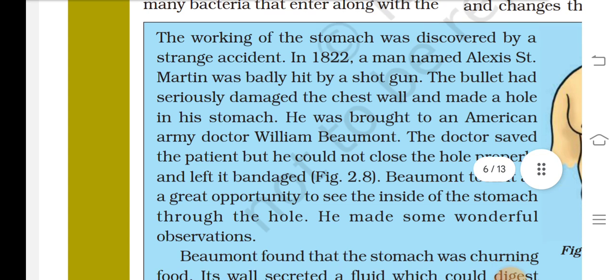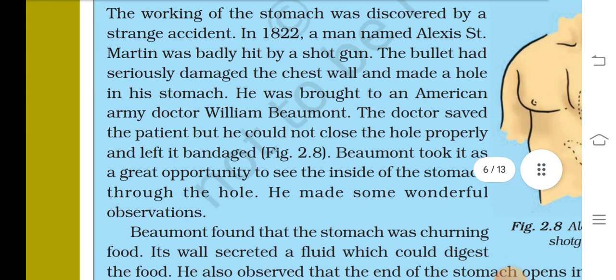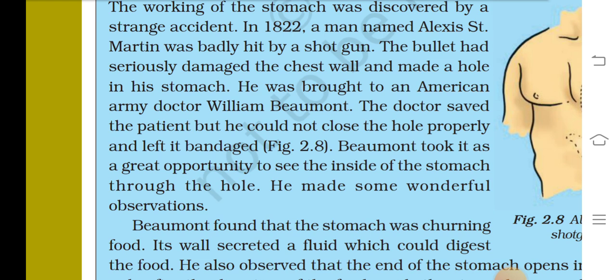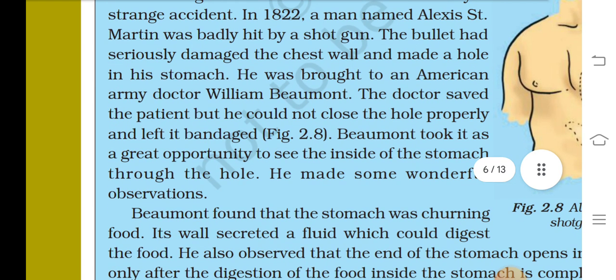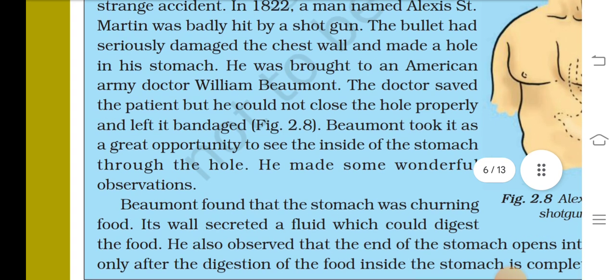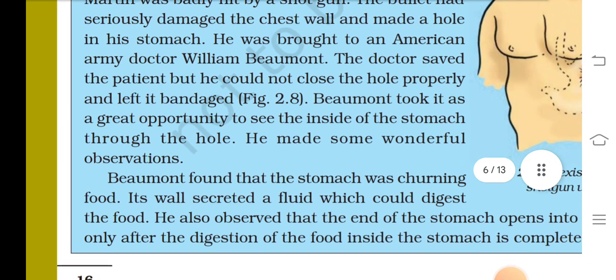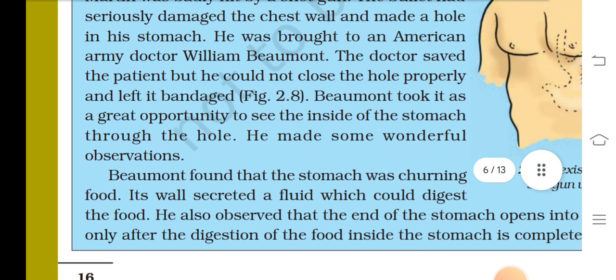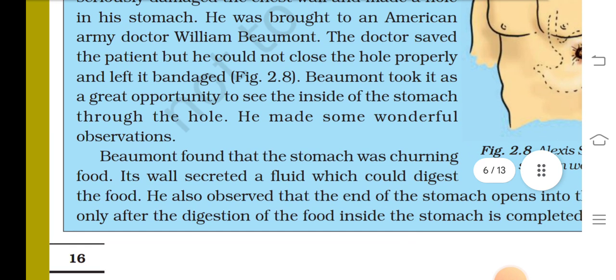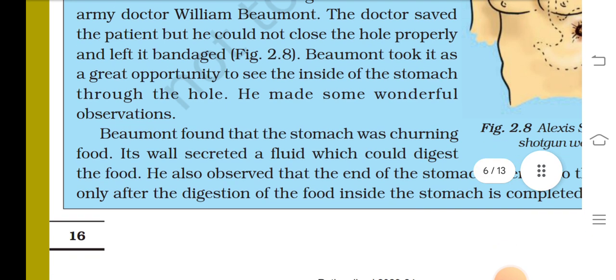The working of the stomach was discovered by a strange accident in 1822. A man named Alexis St. Martin was badly hit by a shotgun. The bullet had seriously damaged his chest wall and made a hole in his stomach. He was brought to an American Army doctor, William Beaumont. The doctor saved the patient but could not close the hole properly.